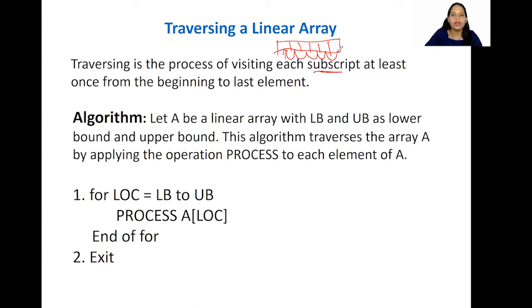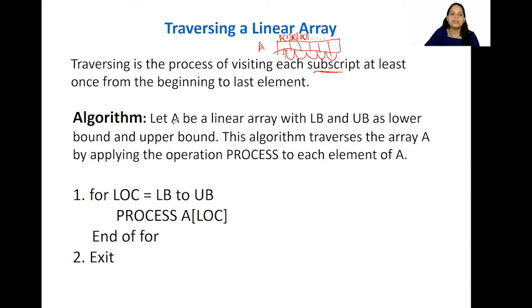Okay. Subscript we all know. We have already learned these each data items are referred by a subscript, isn't it? So if I say A is the name of the array, then A of 0, A of 1, this is nothing but subscript, isn't it? So this goes on like this. So that is subscript. So traversing is the process of visiting each subscript at least once from the beginning to the last element, right? So let us see an algorithm regarding the same.